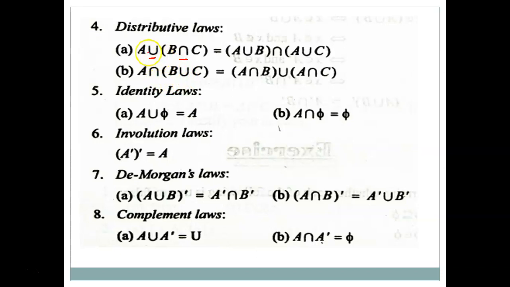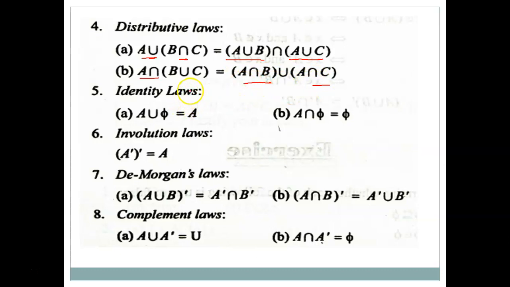What does it mean? It means you are keeping this operation here, you are distributing this union: A union B, intersection is kept as such, now you are taking A union with C, A union C. So the left hand side will definitely be equal to right hand side. Similarly, you can distribute this intersection over union. A intersection B is there, union will be kept as such, and A intersection C. So this is distributive law.